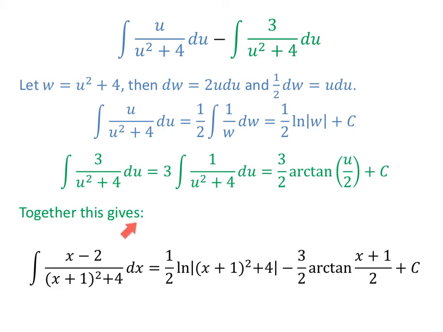Together, this gives, should have been in black, but I forgot to go back for that. Our original integral is 1/2 natural log of, and in place of w, I'm going to use u squared plus 4, but remember u was equal to x plus 1, so that's 1/2 natural log absolute value of (x plus 1) all squared plus 4, minus 3/2 arctangent of, and u was x plus 1, over 2, and a single constant of integration. Two constants add together to give me just a generic constant.